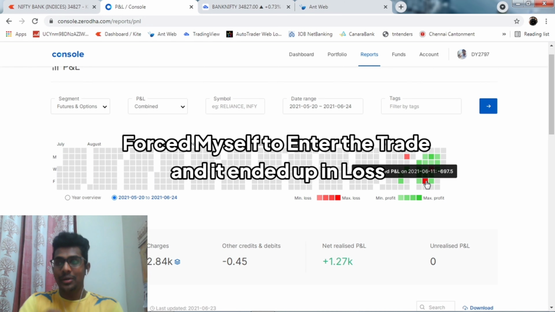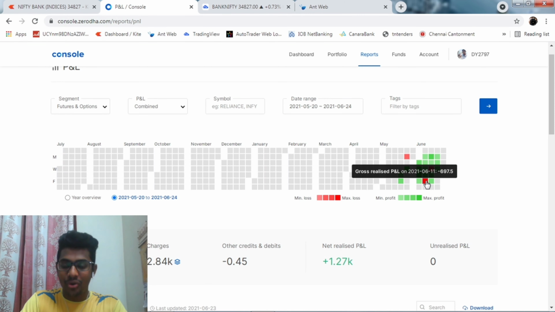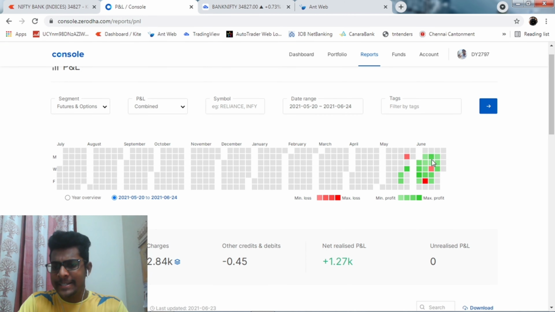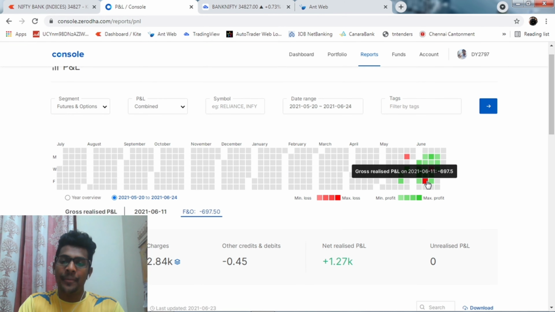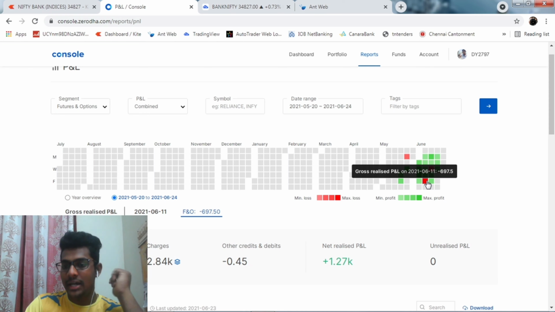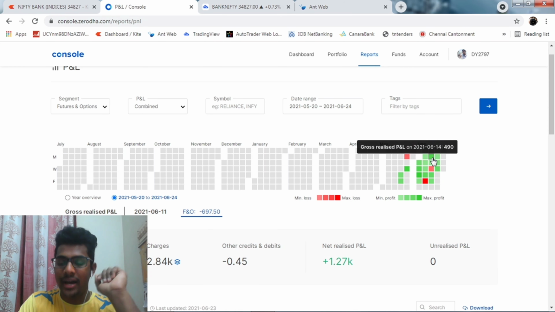Even before I placed my stop loss, the loss was already there, so I was forced to exit the trade in market order. That's why this particular trade had a loss of over 500 rupees, and other than that I didn't have any major losses. This is on the 11th of June. This is the only trade which I made out of my policy, and I was punished.